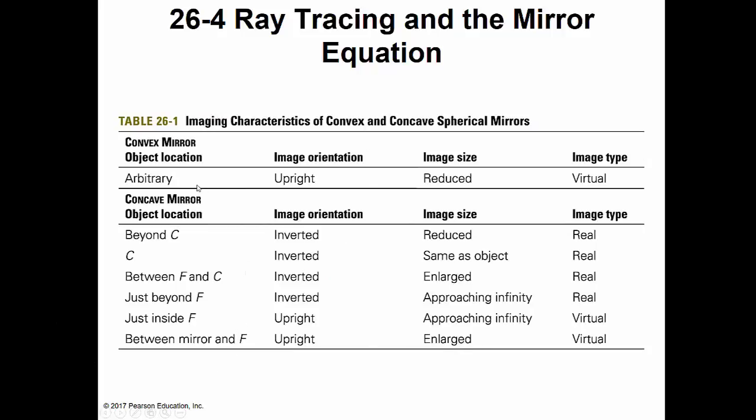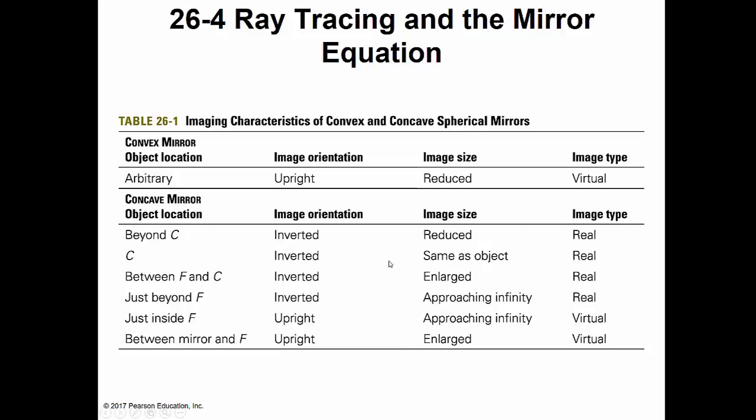In general, if you have a convex mirror, it always forms an upright virtual image. But a concave mirror, it depends where the object is. If the object is anywhere outside of the focal point, it forms a real inverted image. If the object is inside of the focal point, it forms an upright virtual image.